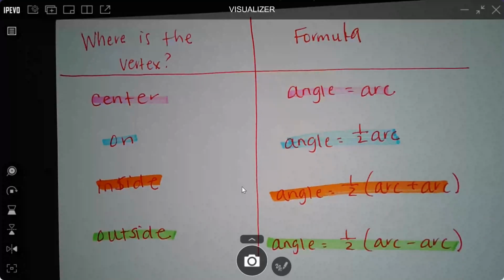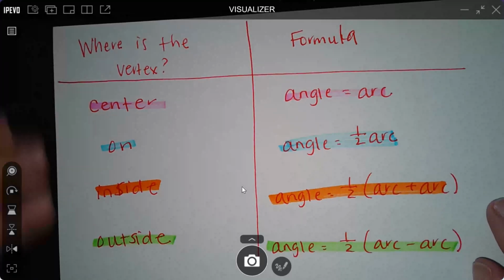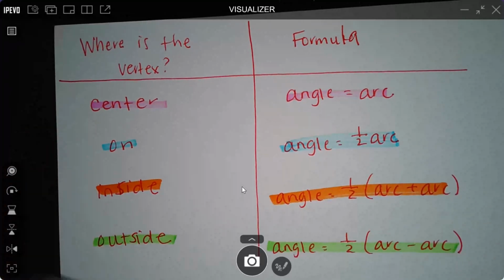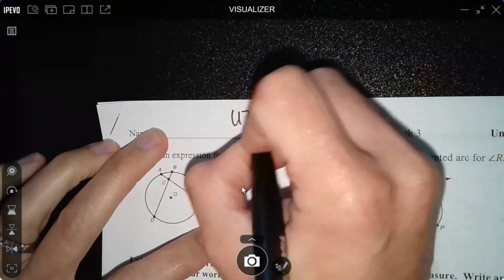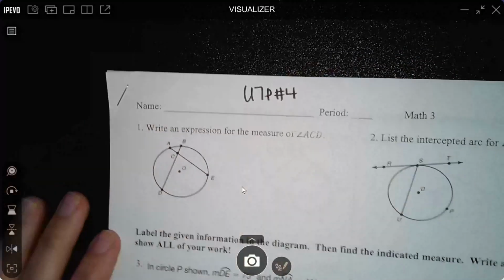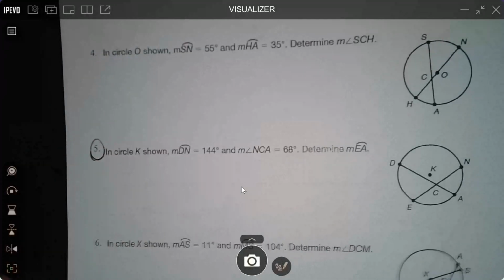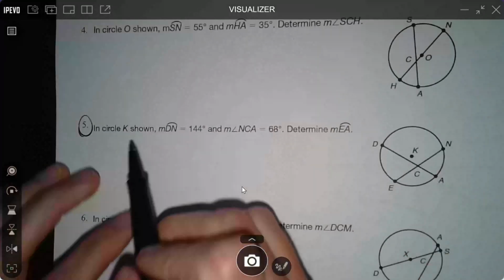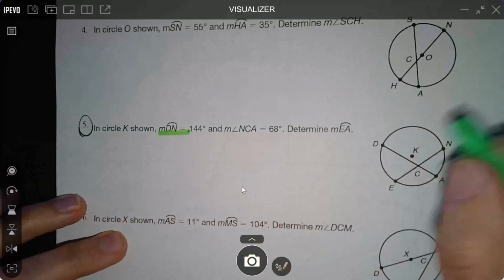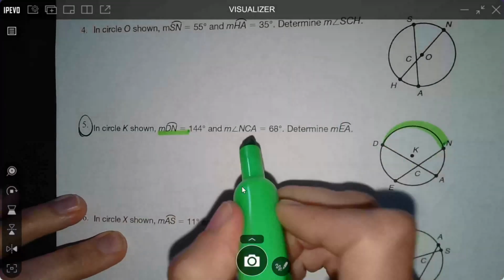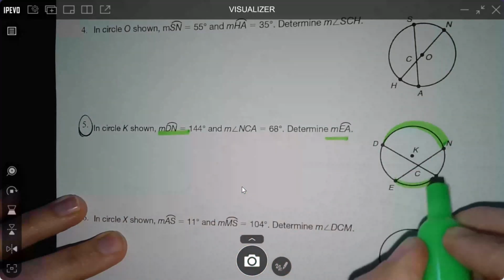All right, so we just talked about when your vertex is at the center or on the circle. Now we're going to look at inside and outside. You should have this paper. This is Unit 7, practice number 4. There are a couple we're going to look at. Number 5, right here: notice they are giving you arc DN, so you know this arc, and they want this arc right here.